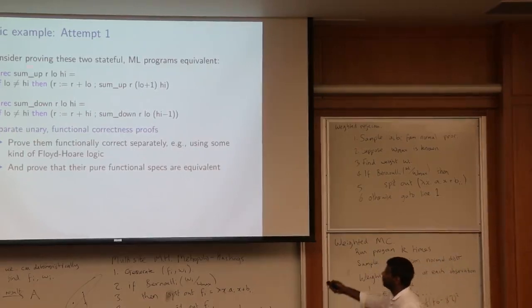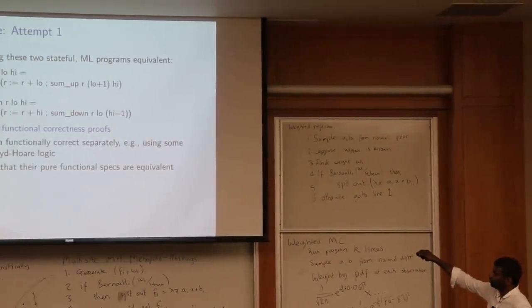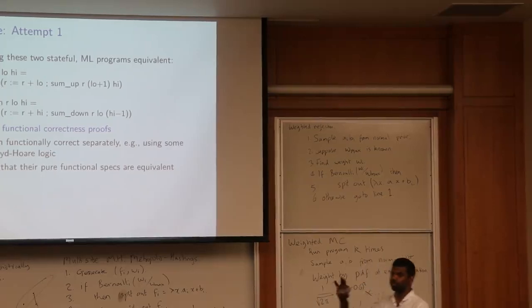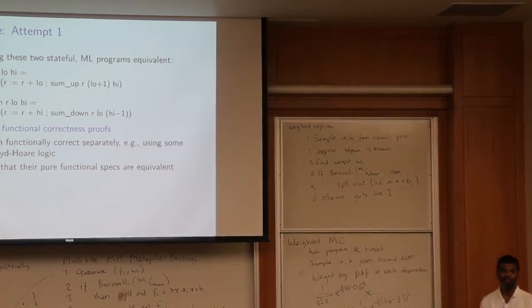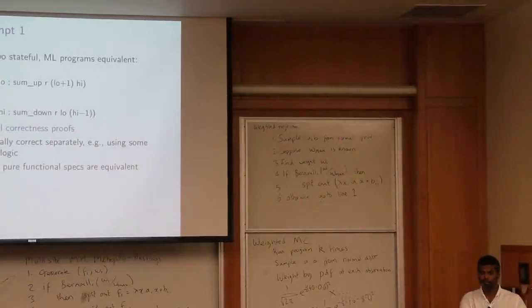There are several ways you might try to do this. One way, suppose you did not have a relational logic at all. One thing you could do is to write unary proofs about each of them, and prove them separately, implementing a functional correctness proof, saying that they're both implementing the same function, and then prove that the two specs that you wrote for them are equivalent. That's one way to do it.